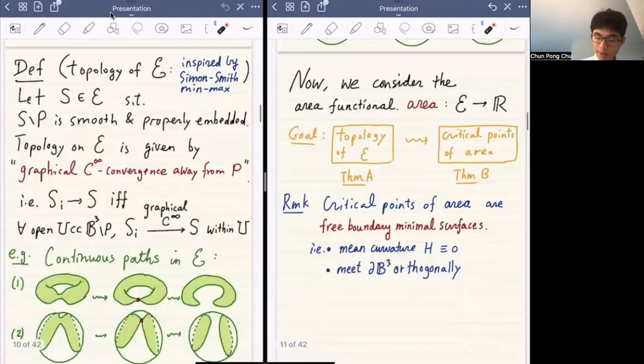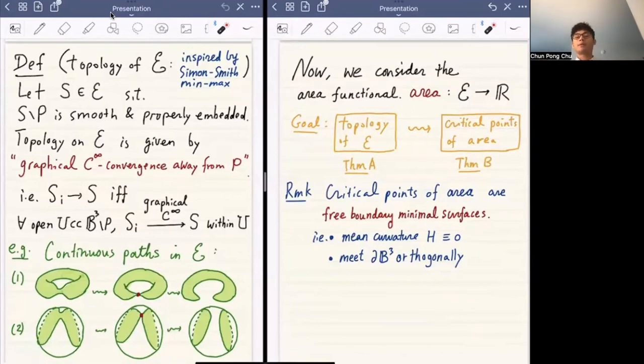So now we consider the area functional defined on E, right? And the goal is to relate the topology of E to some critical points of the area. So the area functional is just like we take a surface and then we compute the area. That's the area functional. And just a remark, the critical points of the area functional are free boundary minimal surfaces in B3, so in the unit ball. In other words, they are surfaces with zero mean curvature, and they meet the boundary of B3 orthogonally.